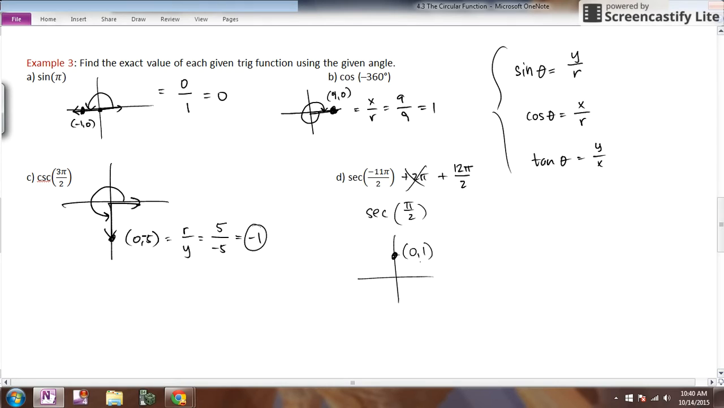Secant is the opposite of cosine. So if cosine is x over r, then this is r over x. And so the r value would be 1, the x value would be 0. Oh no, it's undefined. So it's an undefined value, and we are done.